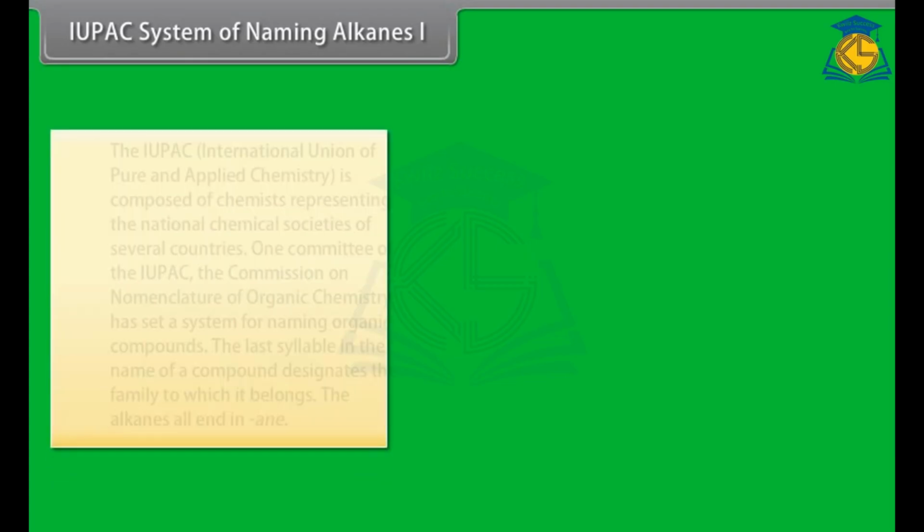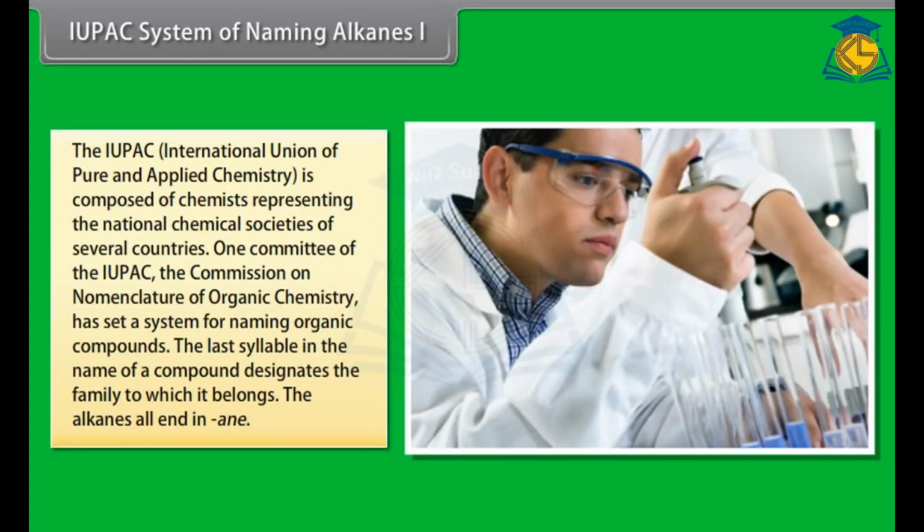IUPAC system of naming alkanes 1. The IUPAC, International Union of Pure and Applied Chemistry, is composed of chemists representing the national chemical societies of several countries. One committee of the IUPAC, the Commission on Nomenclature of Organic Chemistry, has set a system of naming organic compounds. The last syllable in the name of a compound designates the family to which it belongs. The alkanes all end in -ane. IUPAC rules for naming the alkanes.